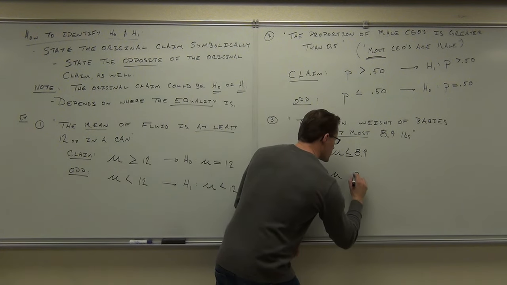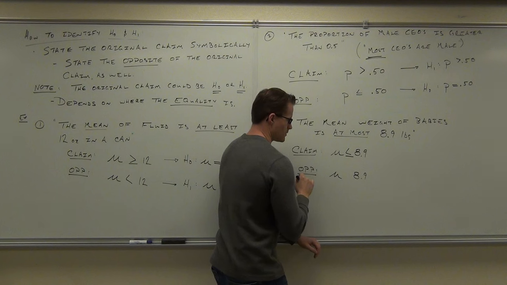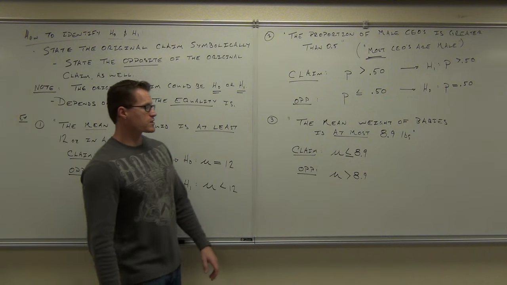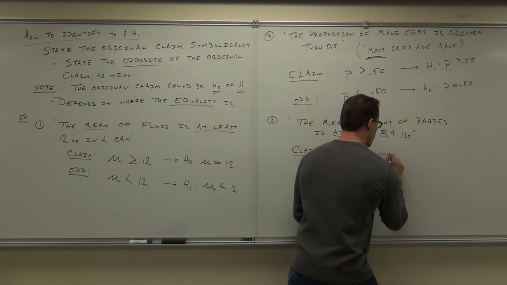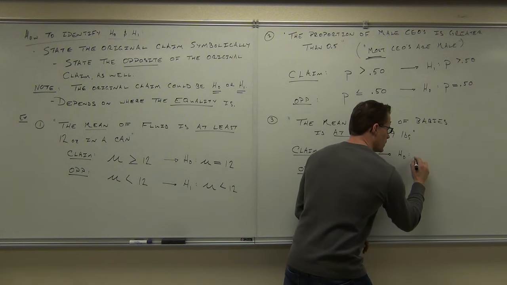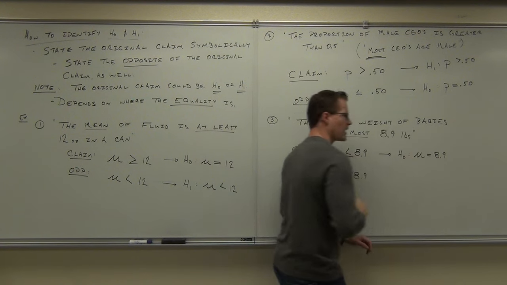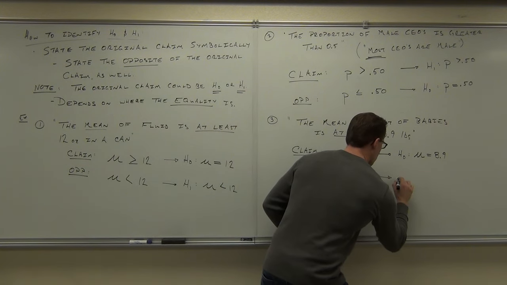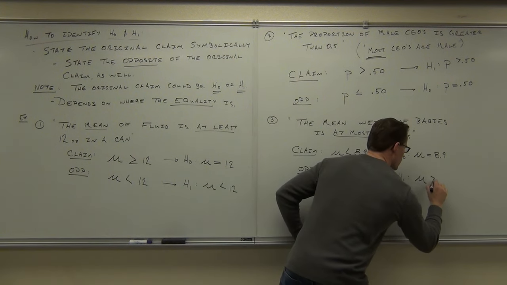After that, state the opposite. What's the opposite of mu is less than or equal to 8.9? Strictly greater than. You can't ever have an equals in two spots. Okay, which one is our H sub 0, the claim or the opposite? Claim. Yeah, because the equal sign's right there. We're going to say H sub 0. We'll just simply rewrite it. Wherever the equality is, you omit that sign, you just put an equal sign. H sub 1, we don't change anything about that ever. Mu is greater than 8.9.